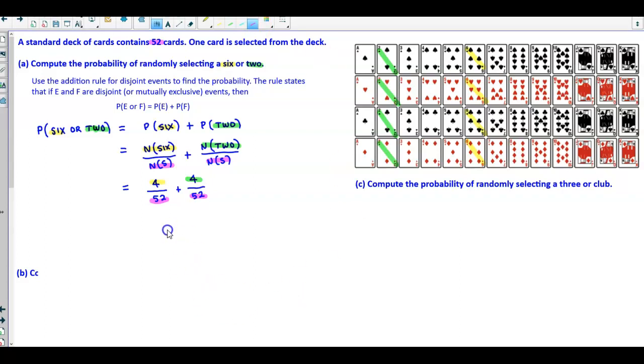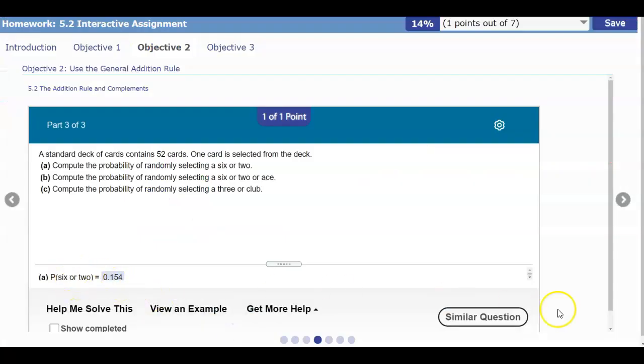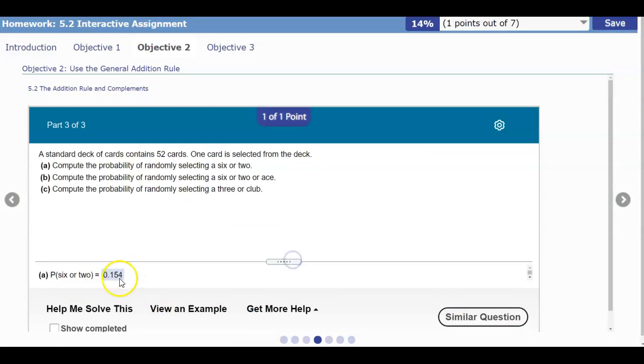and we're dividing that by the total in the deck, which is 52. Now, we can either convert these to a decimal or just combine the fractions. So if we take 4 plus 4, we get 8 over 52, which reduces to 2 over 13, because if we divide both of these numbers by 4, if we divide 8 by 4, divide 52 by 4, we get 2 over 13, which gives us 0.1538, and they want us to round the probability to 3 decimal places. So we're rounding up, so that means this 3 becomes a 4, which becomes 0.154. So therefore, in our first answer, the probability of a 6 or 2 is 0.154.